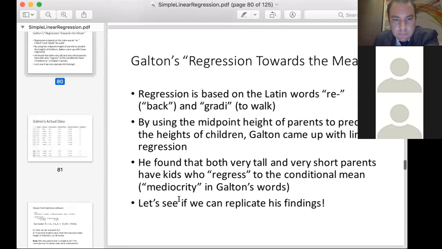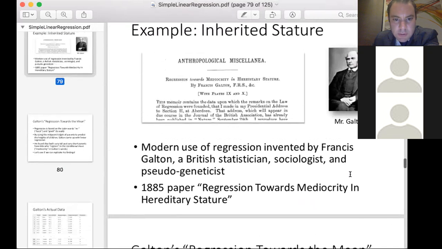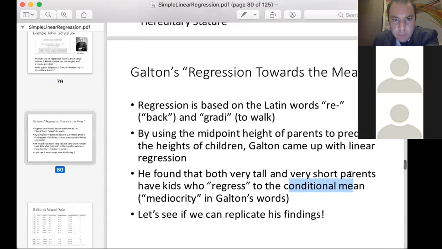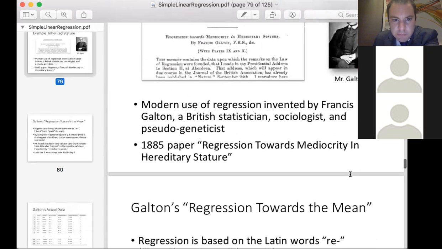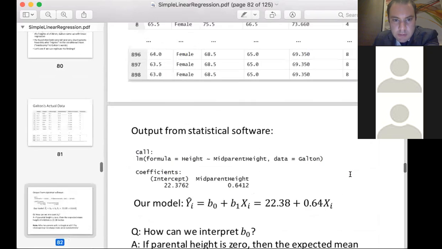Mm-hmm. Meaning it'll be something different than the parents. You're not going to expect them to be the same height. Right. Correct. Yeah, so exactly right. So actually, the conclusion is that we're not able to replicate Galton's theory, right? Mm-hmm. Not exactly.